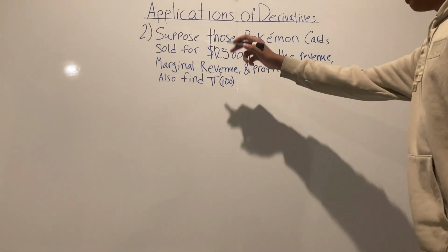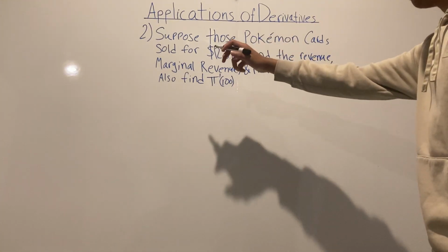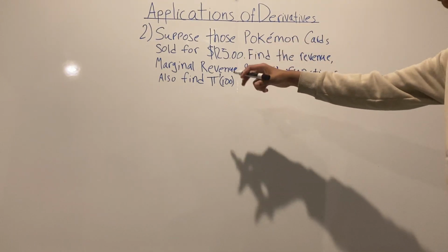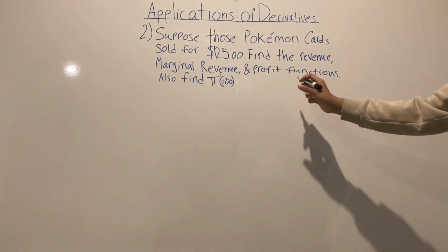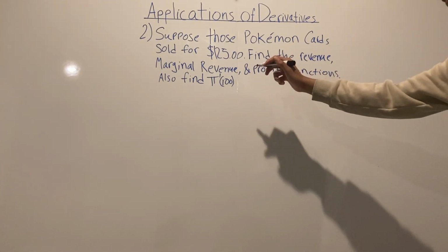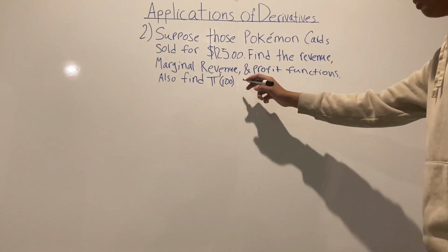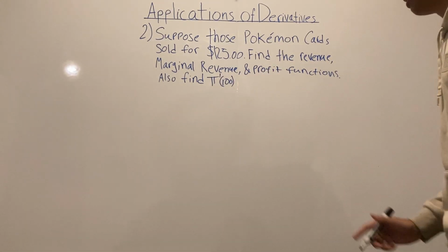Now let's say, suppose those Pokemon cards sold for $125. We have to find the revenue, marginal revenue, and profit functions. So the functions for all three. And we also have to find the marginal profit function when x equals 100.